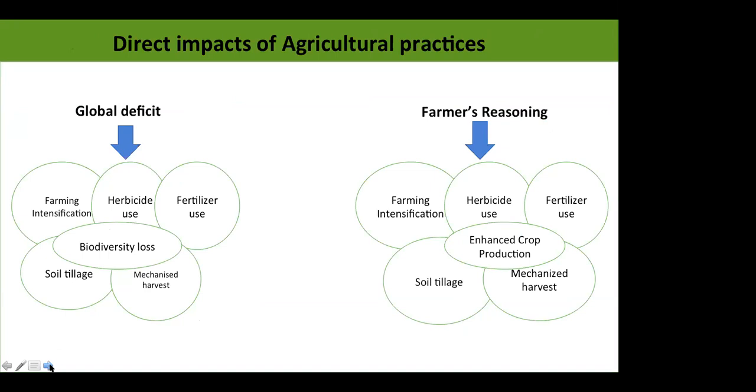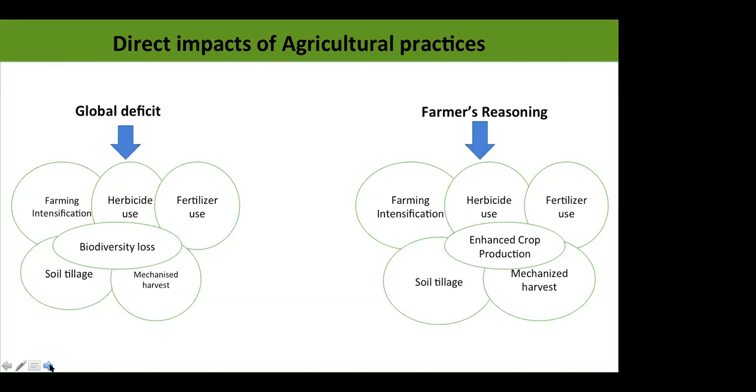Now, I want you to look at global deficit. Just focus your eyes on global deficit. You have the farming intensification, which I mentioned. You have the herbicide use, you have the fertilizer use, you have the soil tillage, you have the mechanized harvest. If you look at what is in the middle, you will realize that everything boils down to biodiversity loss.